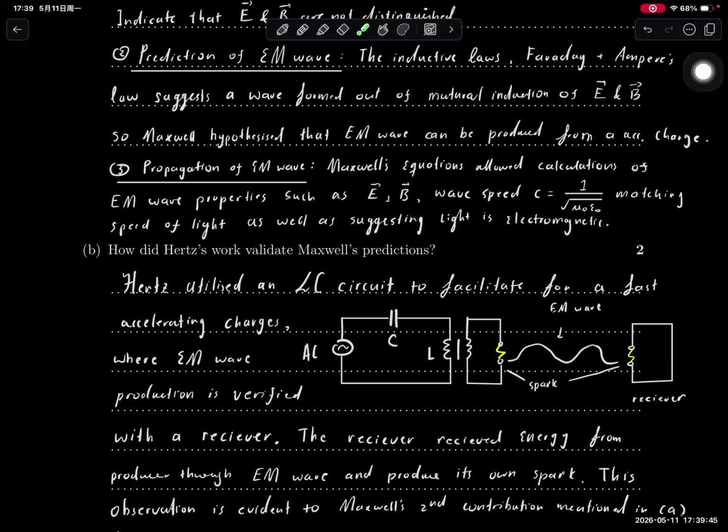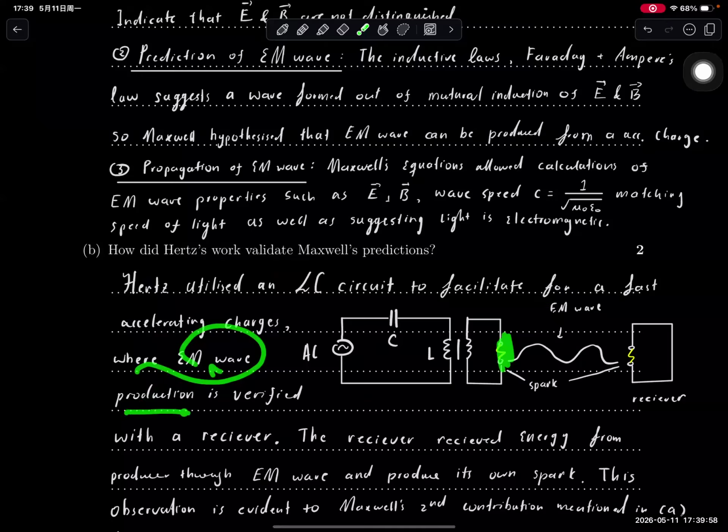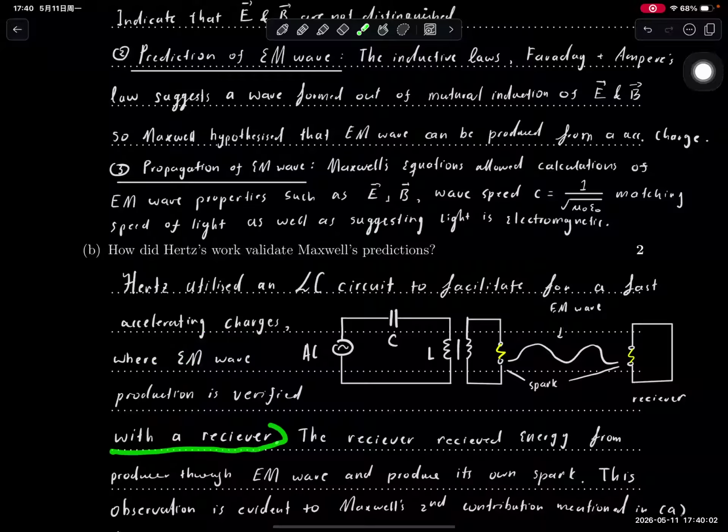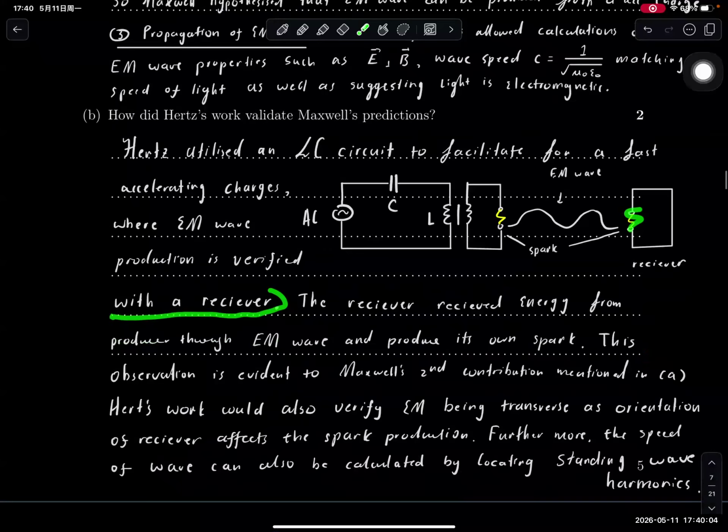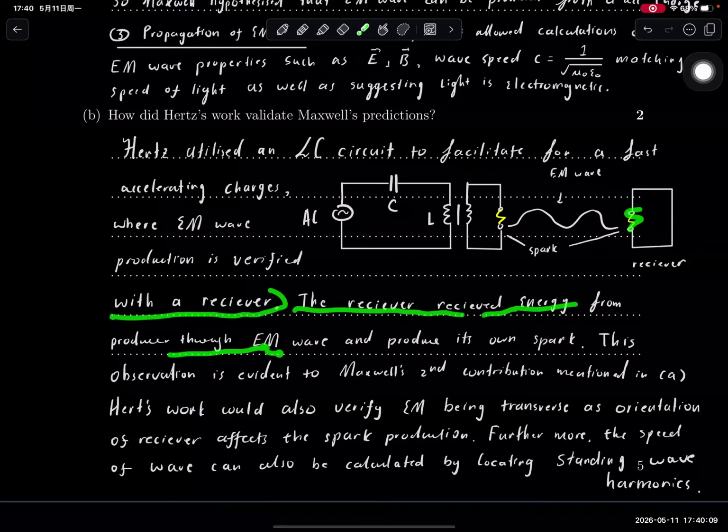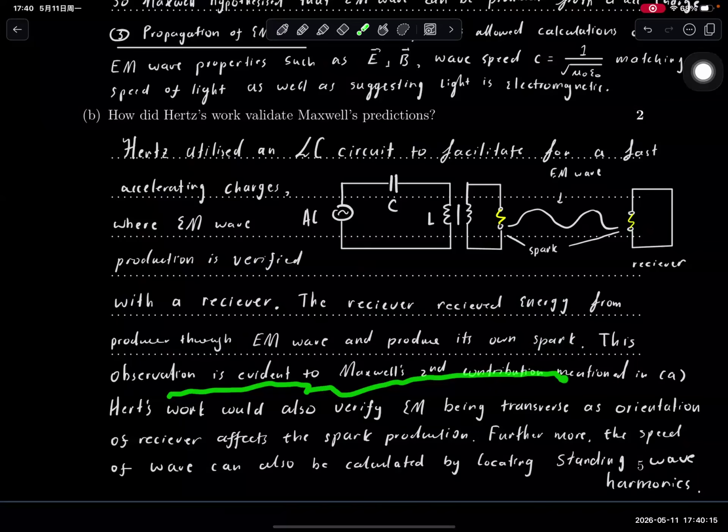What I wrote was Hertz utilized an LC circuit to facilitate a fast accelerating charge. So the charge accelerates here, and the electromagnetic wave production is then verified with a receiver forming a spark on the other side. The receiver received the energy from the producer through the EM wave and produced its own spark. And this observation is evidence for Maxwell's second contribution mentioned in part A.